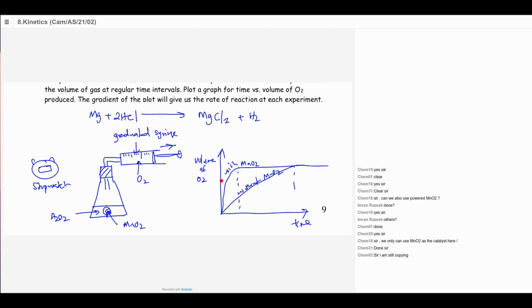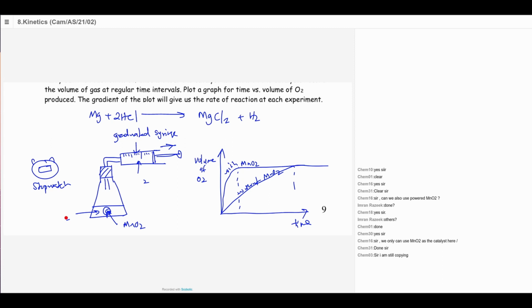So you have to carry out the reaction twice. You can use 0.1 M HCl and then 0.5 M HCl. And you have to ensure that the amount of magnesium is the same and the surface area of magnesium is the same. We should not change the surface area of magnesium.